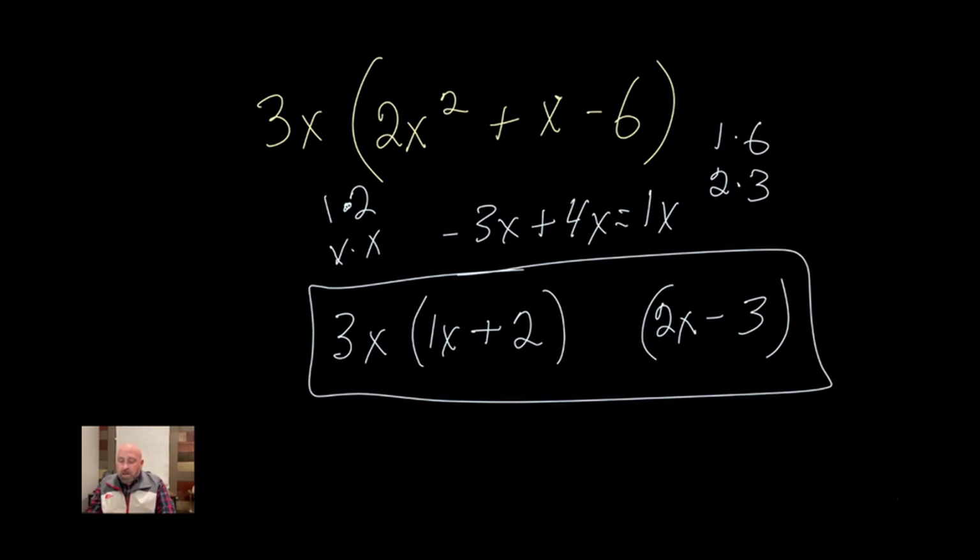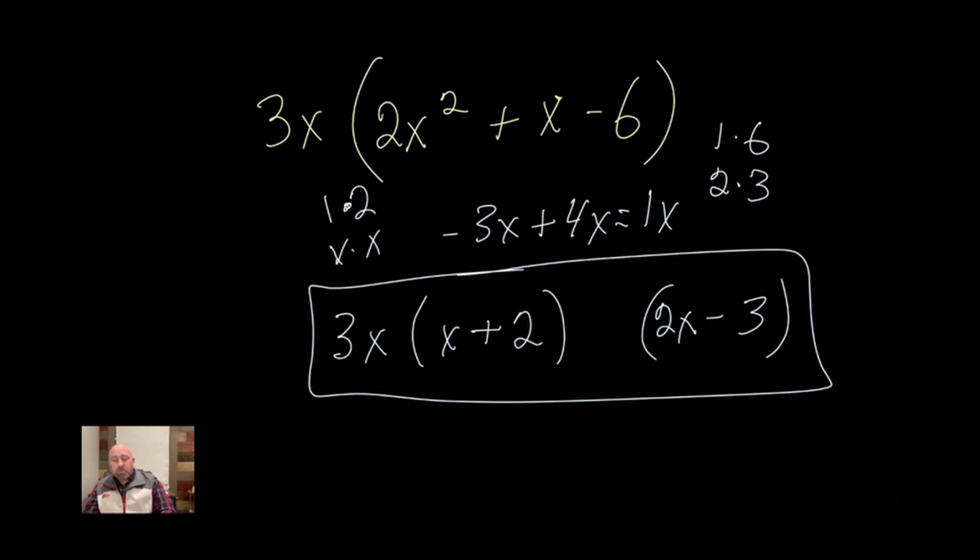And then I would never write that 1x there. I would always just go ahead and erase that, not write that as part of your answer, because it's not really proper to write the 1 in front of it. You can, it's not necessarily wrong, it's just understood so you don't have to write it. So x plus 2, and then 2x minus 3, and that would be your correct answer on that one.